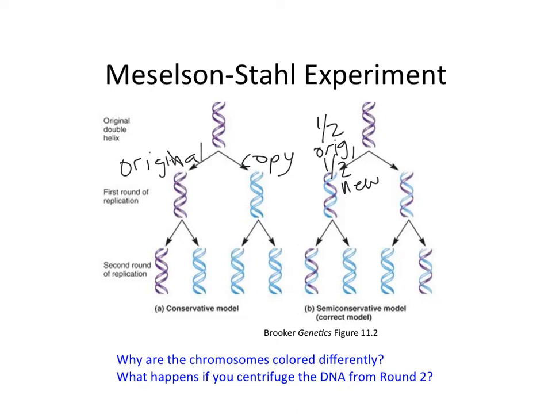So the conservative model says you take a double helix. By the way, first question down here at the bottom, why are the chromosomes colored differently? This is an important detail about Meselson-Stahl's experiment.